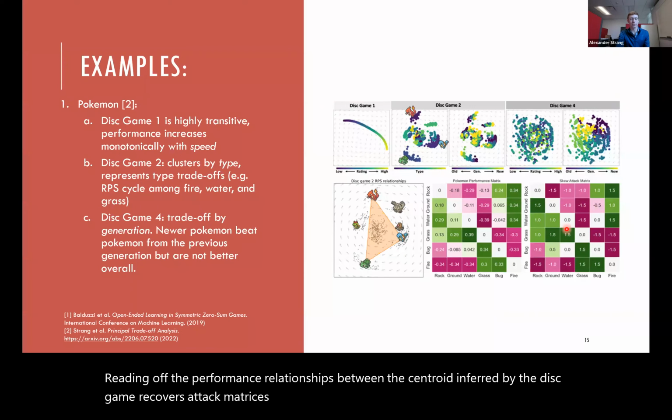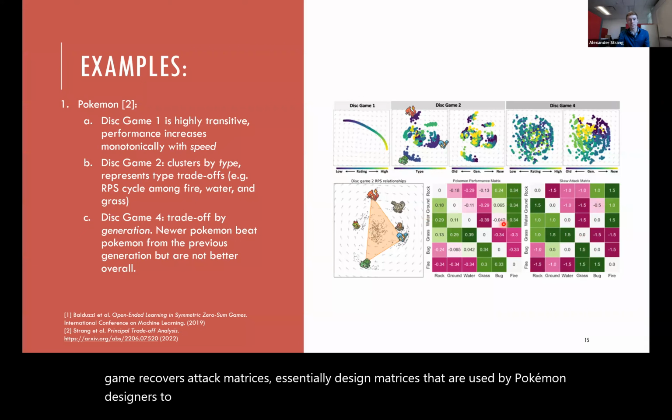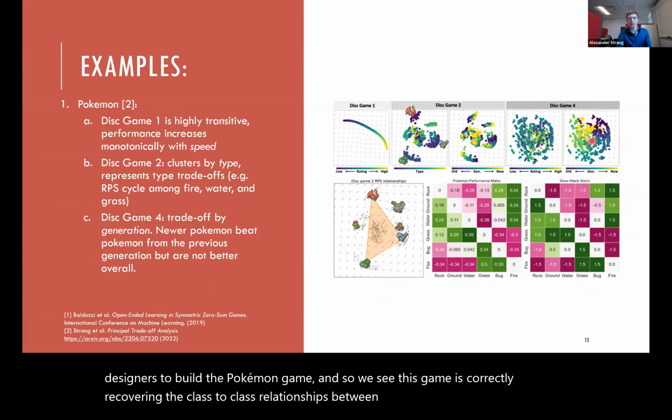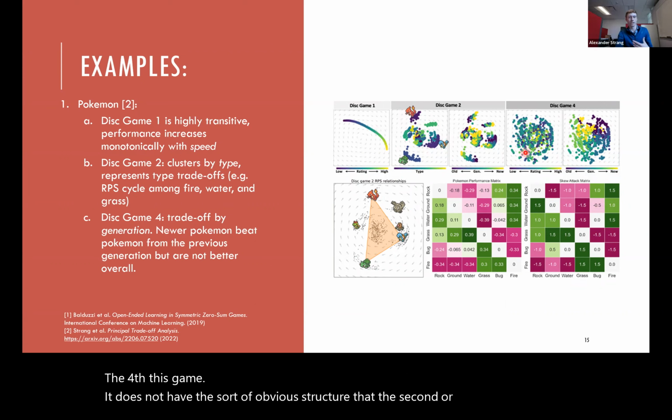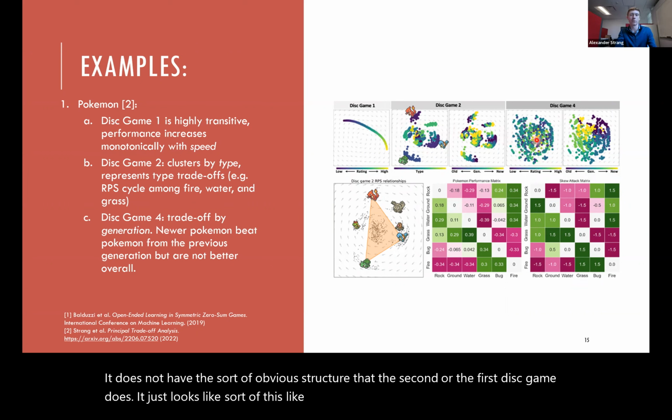These are essentially design matrices that are used by Pokemon designers to actually build the Pokemon game. And so we see that this disk game is correctly recovering the class-to-class relationships between Pokemon. The fourth disk game does not have this sort of obvious structure that the second or the first disk game does. It just looks like a disk of points around the origin.